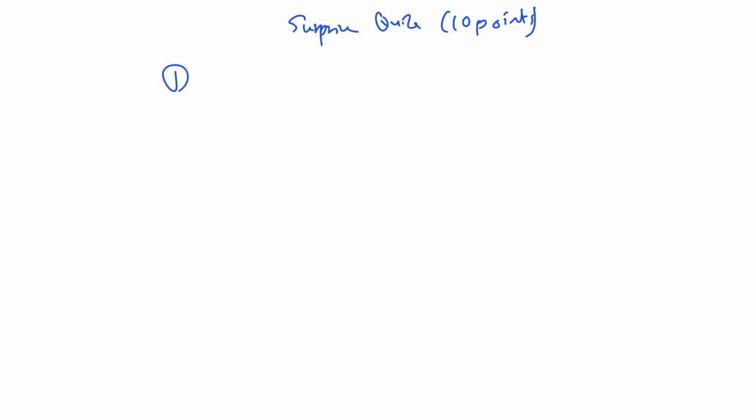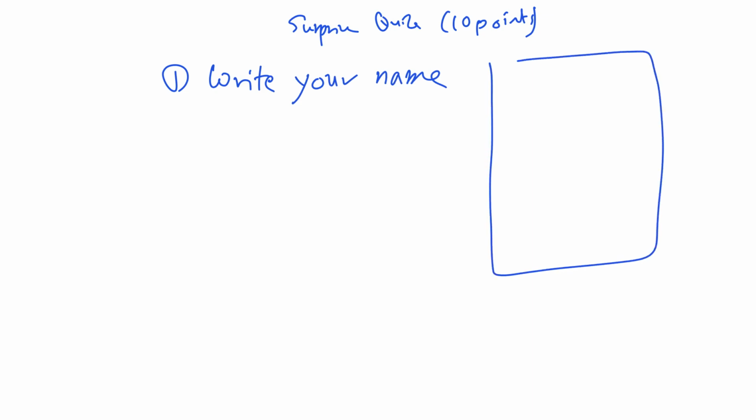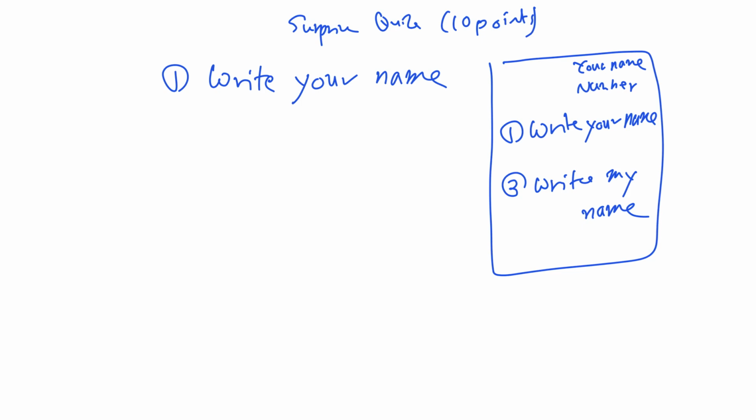Number 1, write your name. Just pick a piece of paper, take out a sheet of paper, your name, serial number, student number. Write your name. Number 2, write my name. Or your professor's name.